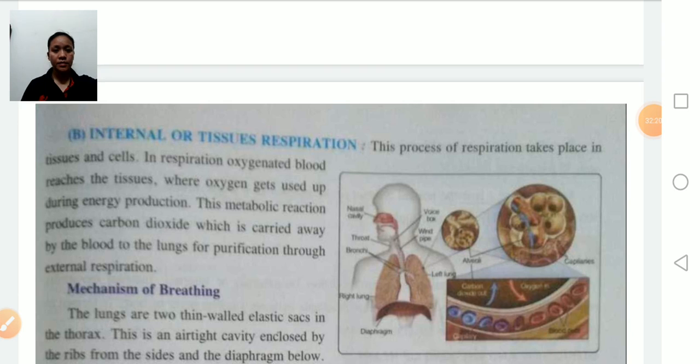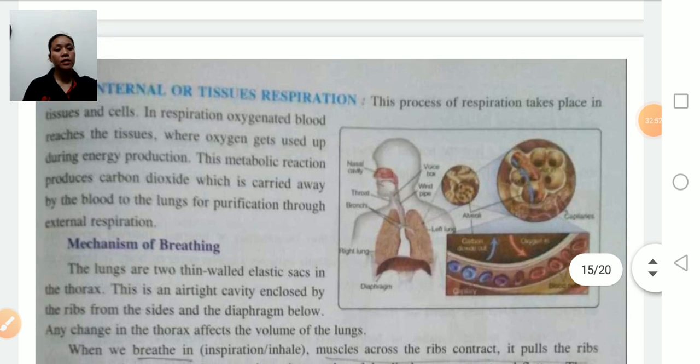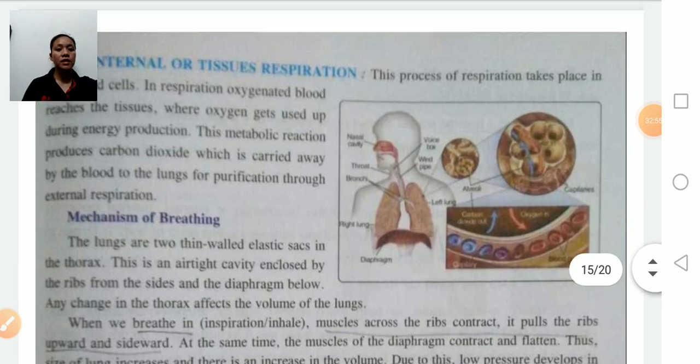In internal respiration, oxygenated blood reaches the tissue where oxygen gets used up. Oxygen is used during energy production, and when the energy is produced, carbon dioxide is released. This carbon dioxide is carried away by the blood to the lungs for purification through external respiration.